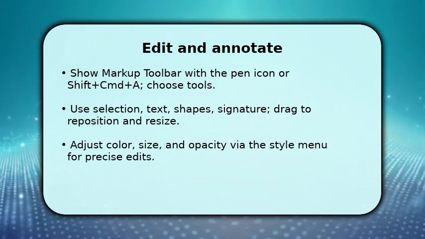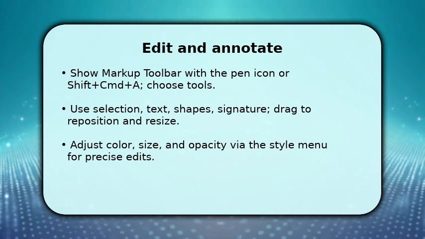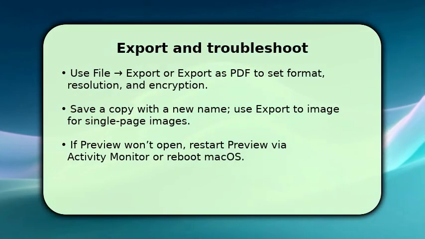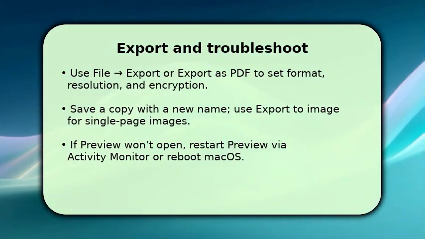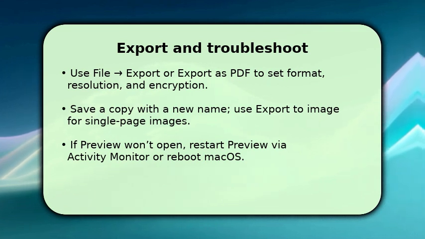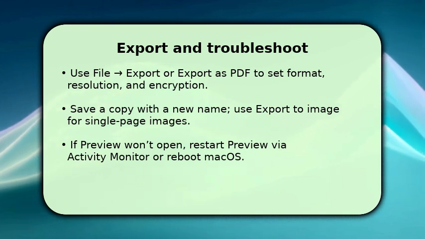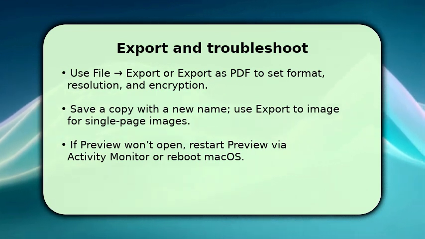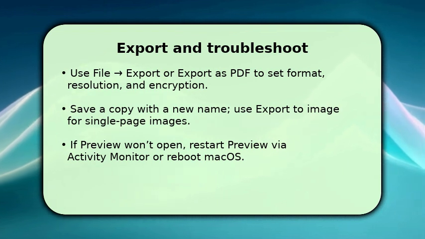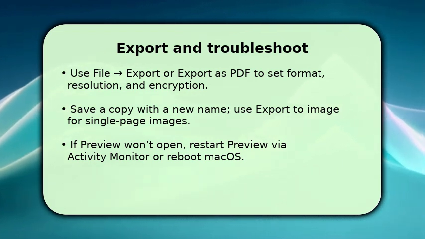Finish by exporting and validating the result. Choose File, then Export, to pick format, resolution, and enable password protection if needed. Export as PDF preserves pages. Save a duplicate with a descriptive name so your original stays unchanged. If you need a single image, export as PNG or JPEG and set quality.